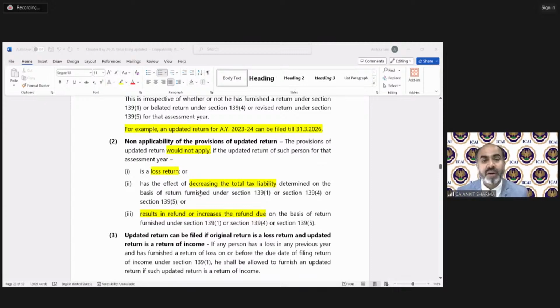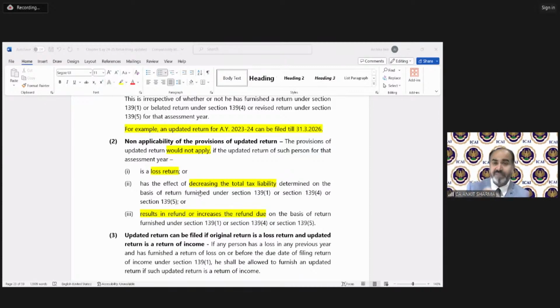Next is non-applicability of the provision of updated return. There are certain returns for which we cannot update, or certain circumstances in which we cannot file an updated return. The provision of updated return would not apply if the return of such person for that assessment year is a loss return, because to carry forward loss, we have to file a return up to the due date. So if there is a loss return, you cannot file an updated return. In an updated return, only additional income can be declared. You have to pay some tax.